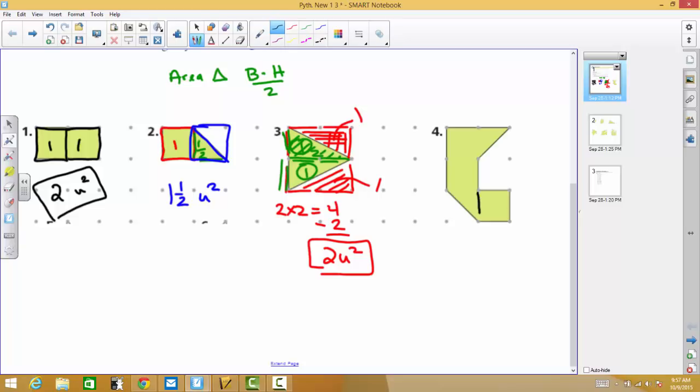Alright, let's break this up like so. Each of the perfect squares are 1. Each of the triangles are 1/2. So that is 1, 2, 3, 4 units squared.